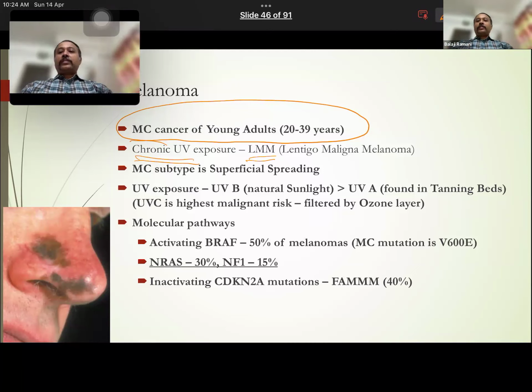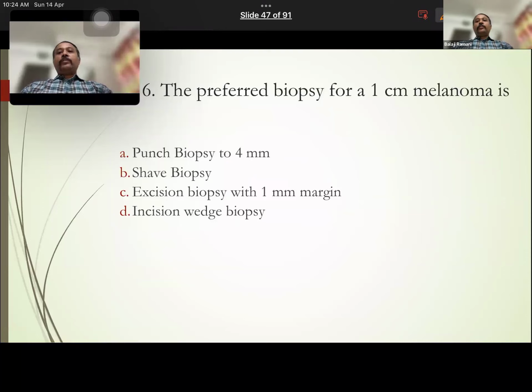Overall, the most common type is going to be your superficial spreading. So as I already told you, in BCC, remember the pearly edges, so it is nodular, most common type. The same way in melanomas, it will be like a mole, so that is your superficial spreading lesion. Now, UV exposure, UVB most commonly, and UVA and tanning beds are going to be important. Molecular pathways we already mentioned and we had a discussion about here. Now, which is the preferred biopsy for a 1 centimeter melanoma?